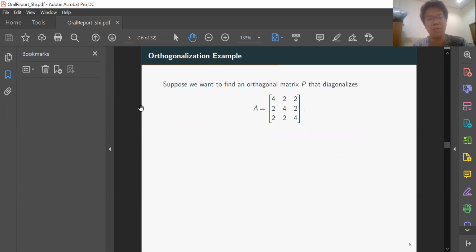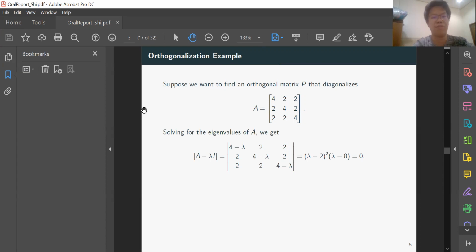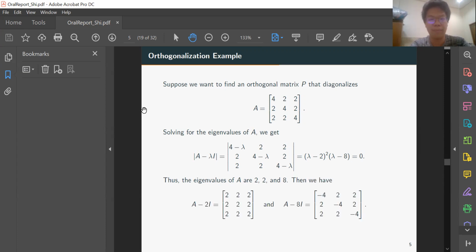Now, to illustrate this, we consider this example. Suppose we want to find an orthogonal matrix P that diagonalizes A, which is equal to the matrix with rows 4, 2, 2; 2, 4, 2; 2, 2, 4. Solving for the eigenvalues of A, we get that the determinant of A minus lambda I is equal to lambda minus 2 squared times lambda minus 8, which is equal to 0. So the eigenvalues of A are 2, 2, and 8.